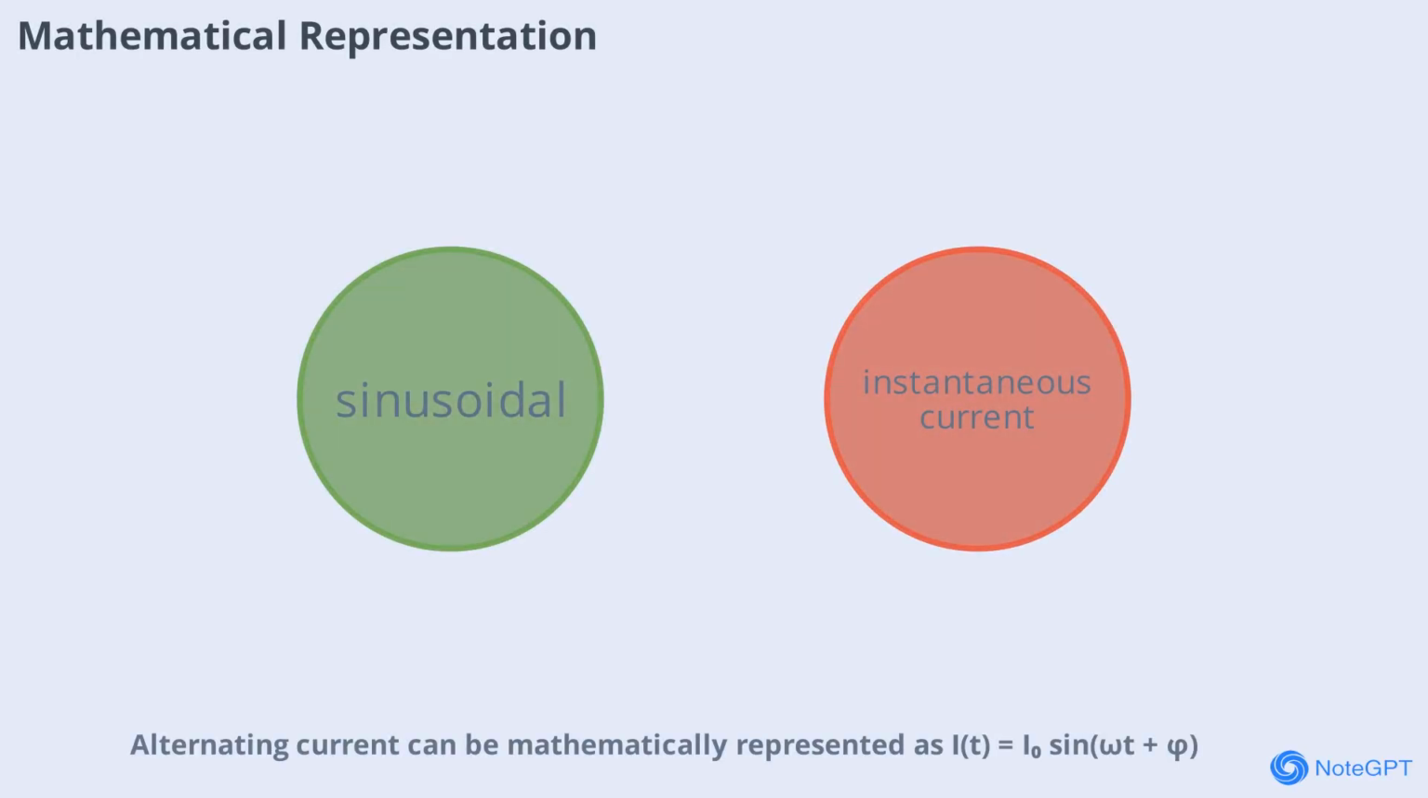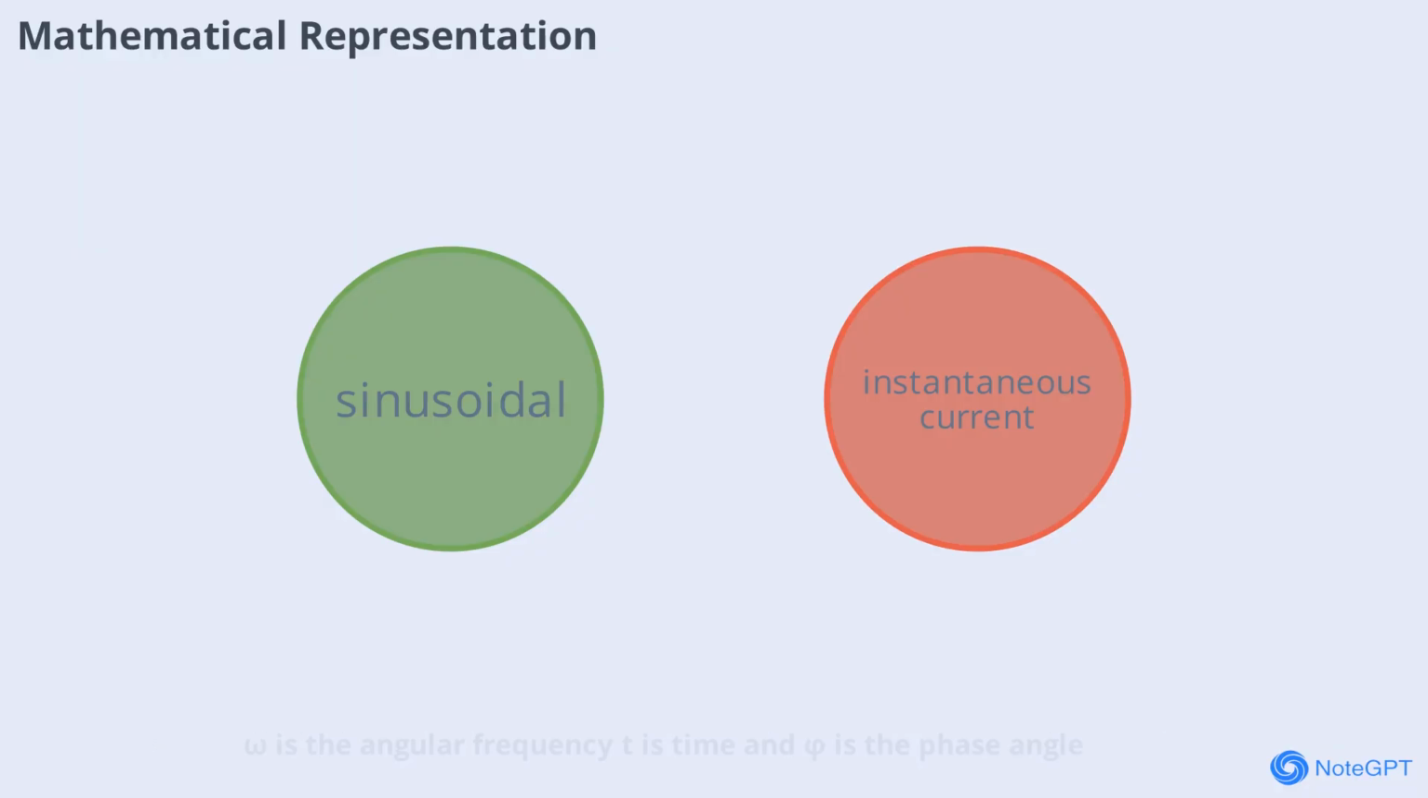Alternating current can be mathematically represented as I(t) = I0 sin(ωt + φ), where I is the instantaneous current, I0 is the maximum or peak current, ω is the angular frequency, t is time, and φ is the phase angle. This equation describes how the current changes with time in a sinusoidal manner. Understanding this formula is crucial for solving AC circuit problems, as it helps predict the current at any given moment. We'll use this equation throughout our study of AC circuits.